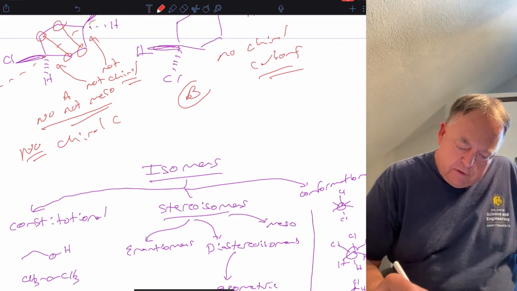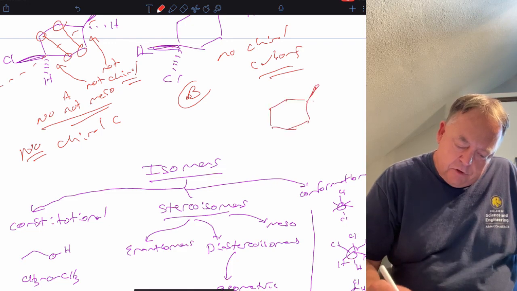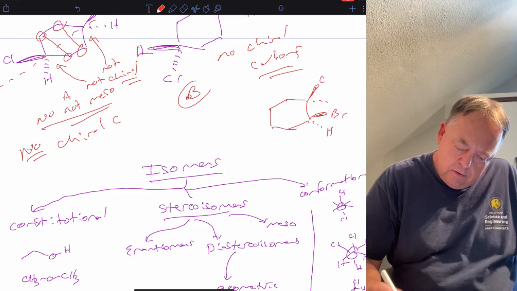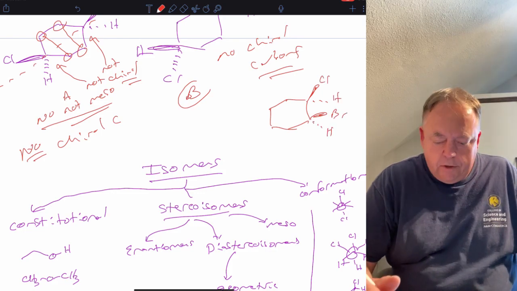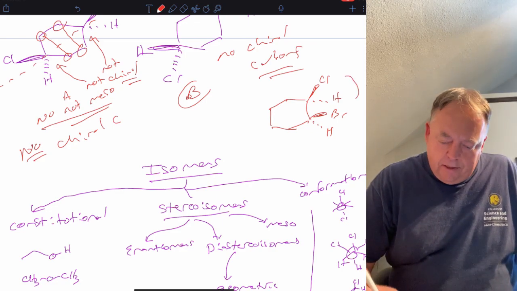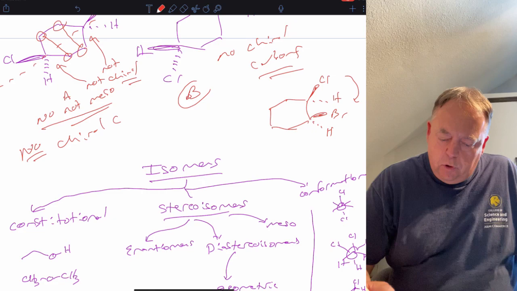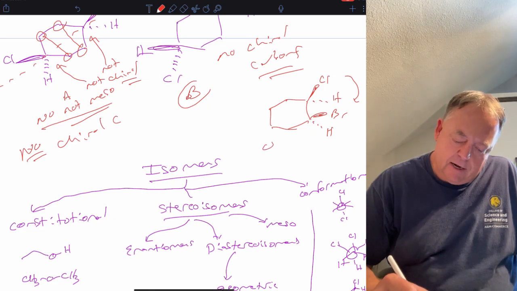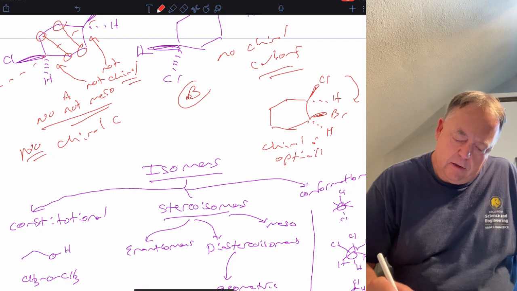Okay, so of course, if these are not the same things on those two atoms, so if it was cis 1,2, that would no longer be a meso compound, right? Because chlorine would reflect into hydrogen, so there's no longer a plane of symmetry, so this is chiral and optically active.